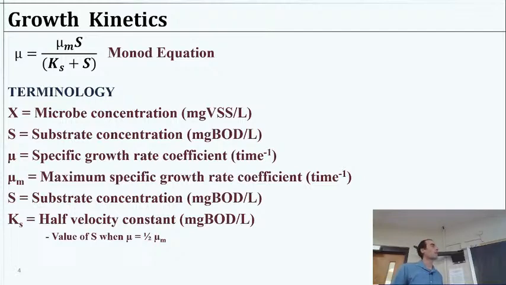Okay, so how do we know about the growth of the microbes? We have an equation that's pretty well known in the wastewater field called the Monod equation. And this is an equation that describes the rate constant for our bacterial growth.